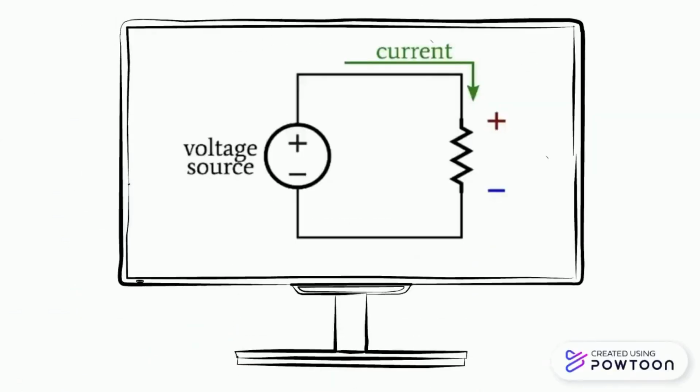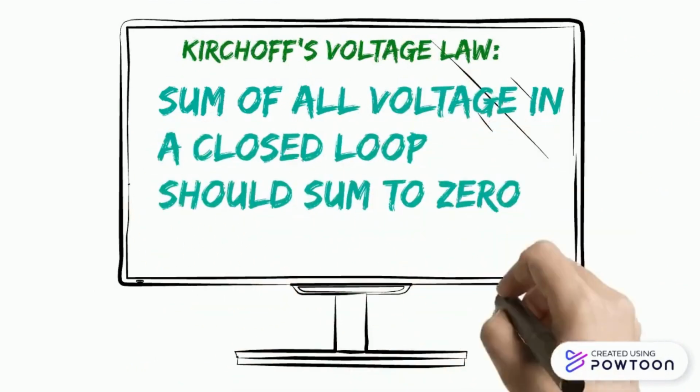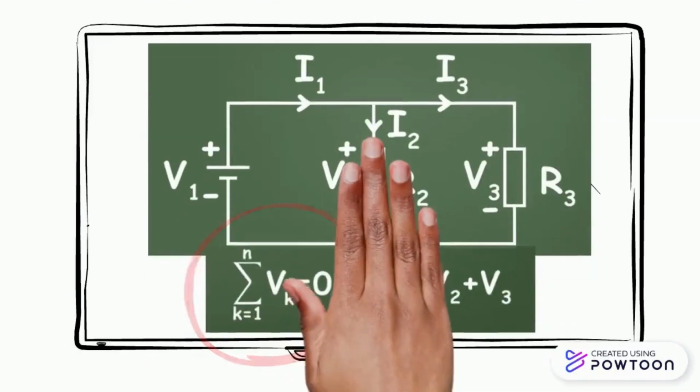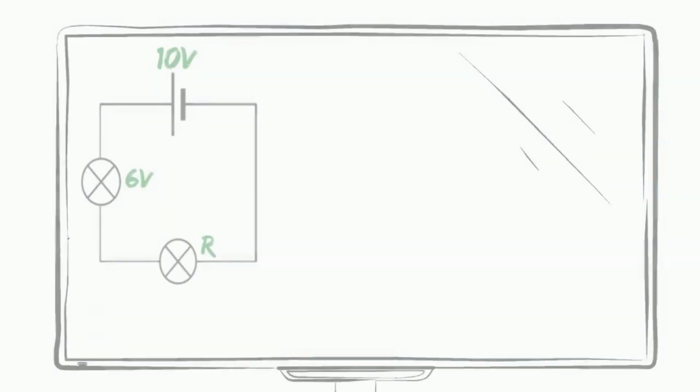In electrical circuits, as current flows through a circuit, it encounters different elements which causes a voltage rise or voltage drop. Kirchoff's voltage law states that the sum of all voltage changes in a closed loop should sum to zero. This means that the total amount of voltage used by the resistors should be equal to the amount supplied by the battery, conserving energy. Let's look at a quick example.